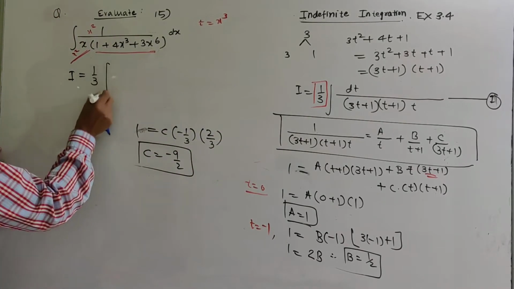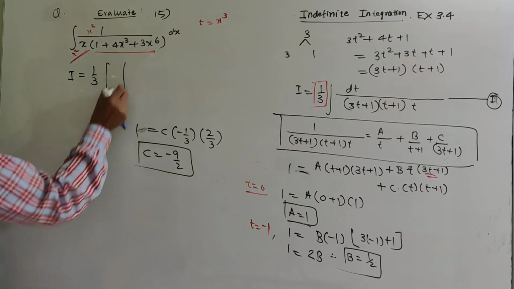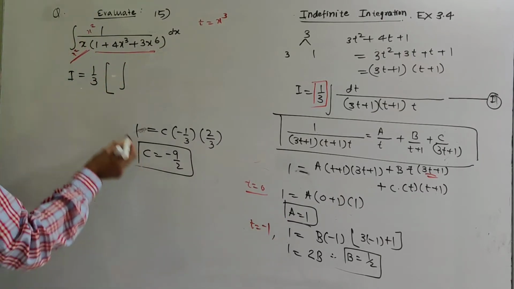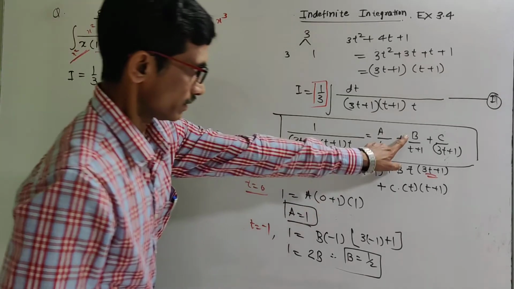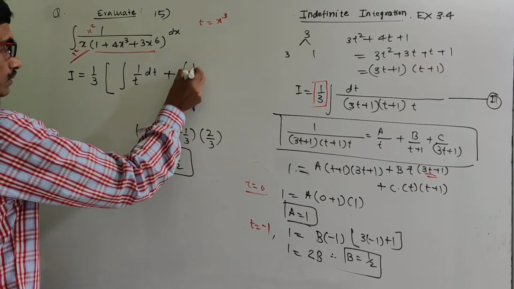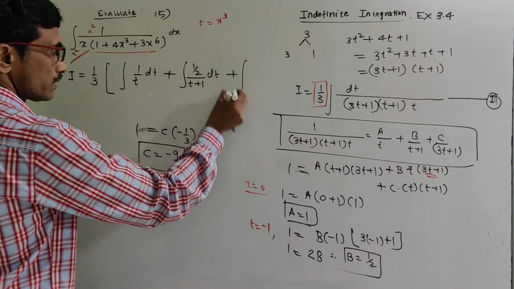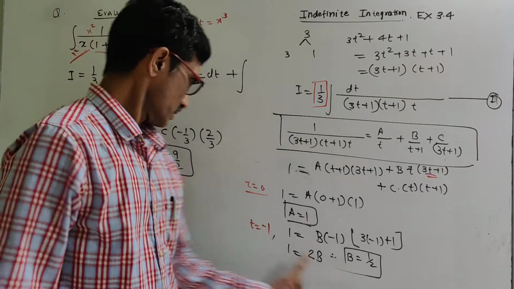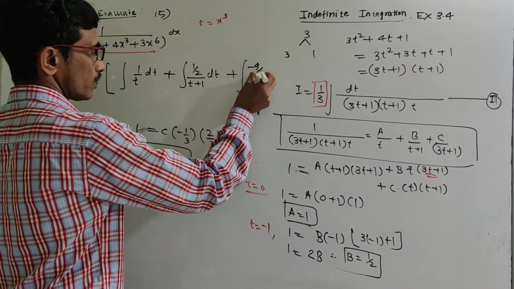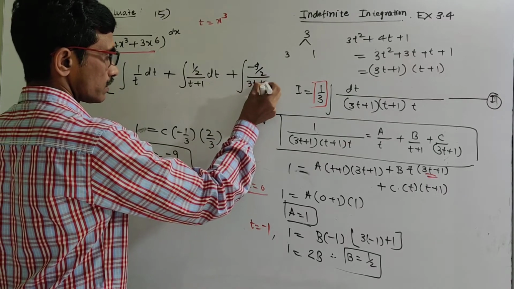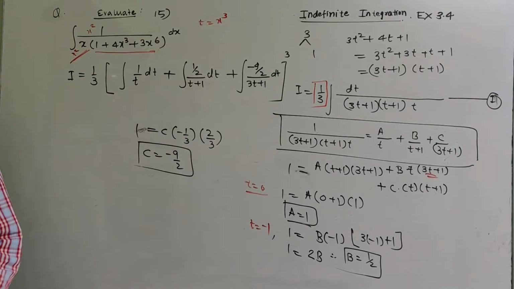into integral of this is what? Integration of this. So integration of a is 1 upon t dt plus b upon t plus 1, b is 1 by 2 upon t plus 1 dt plus integral c is minus 9 by 2 over here, minus 9 by 2 upon 3t plus 1 dt. This completes because 1 by 3 is multiplied to all.